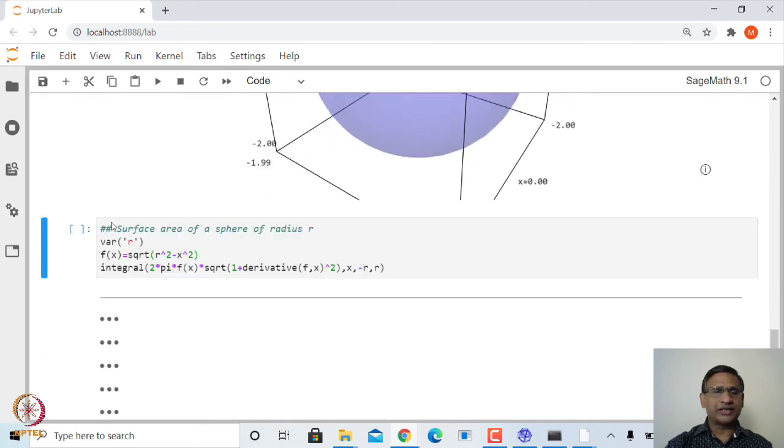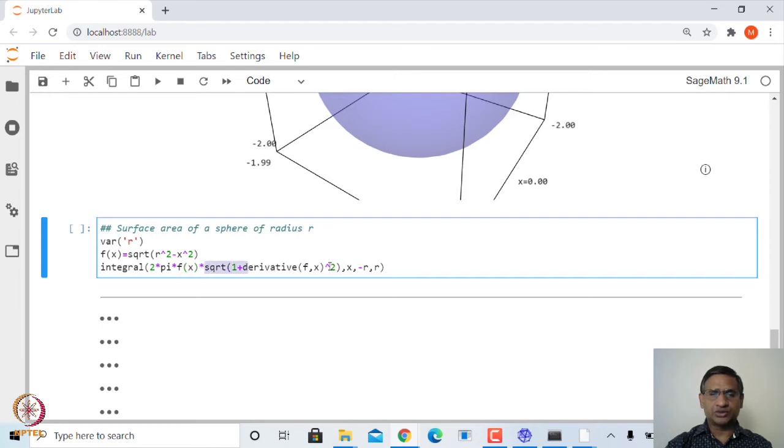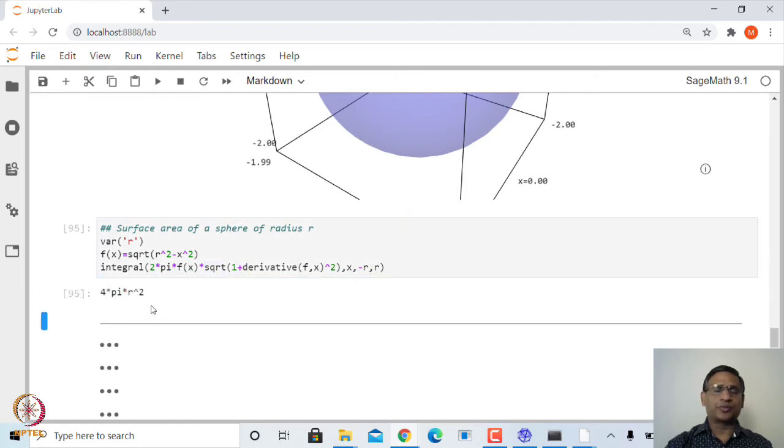If you try to find the surface area of this, f(x) is square root of r square minus x square, and then its integral is the surface area. By the formula, this is 2 pi into f(x), that is y equal to f(x), into square root of 1 plus (dy/dx) the whole square, that is the same as saying f dash x the whole square, between minus r to r. You should get this as 4 pi r square. That is the surface area of the sphere.